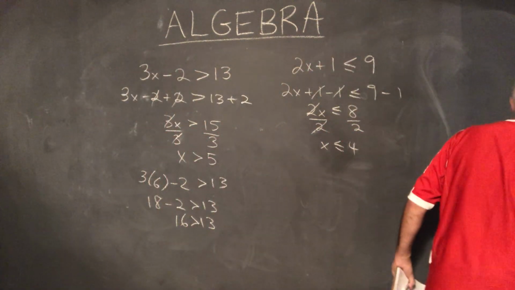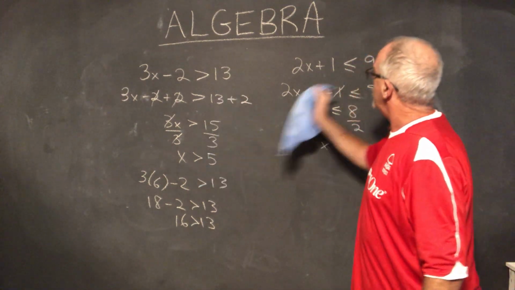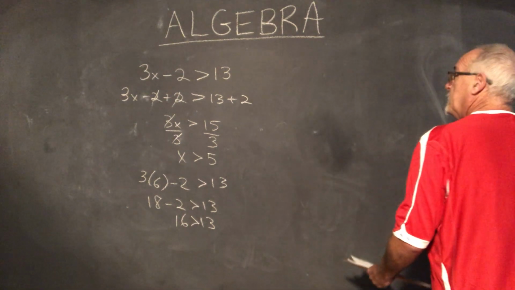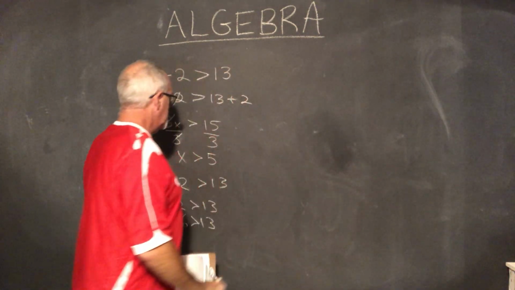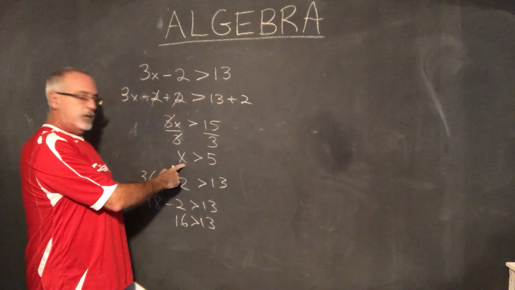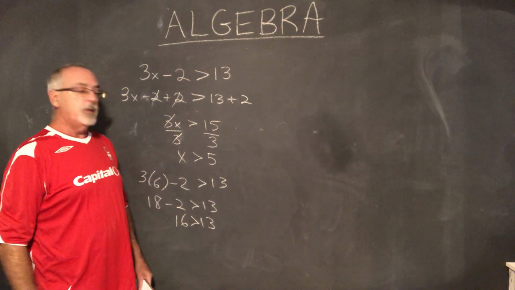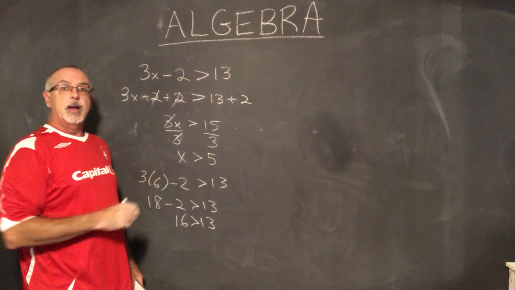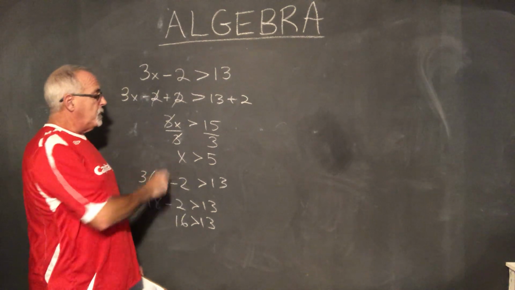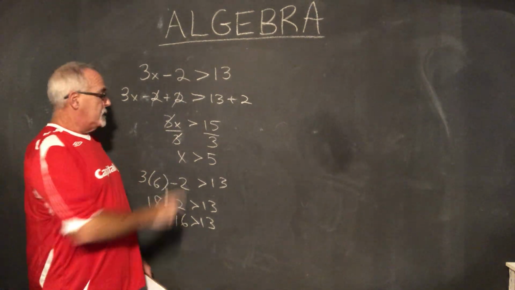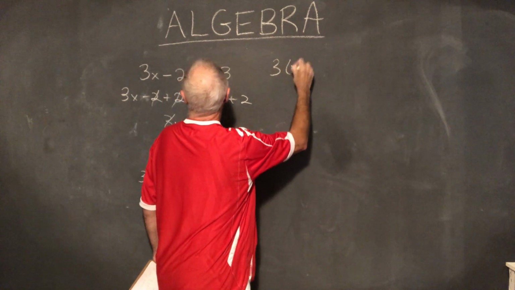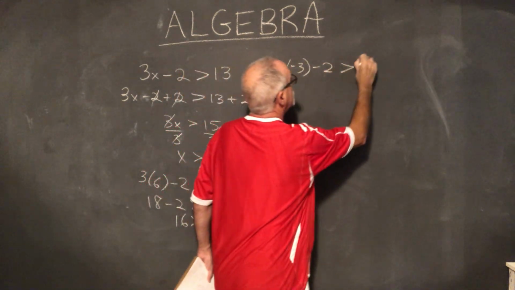I'm going to keep on working with the same inequality, but I'm going to try a verification with a couple of other numbers. Let's make it interesting. So we chose a number that we knew was greater than 5 when we chose a 6. Now let's choose a number that we know is not greater than 5. And we can even show off and choose a negative number. We could choose a 4 or a 3 or a 2, but we also know, say, negative 3 is not greater than 5. So how about if I do 3 times negative 3 minus 2 greater than 13?